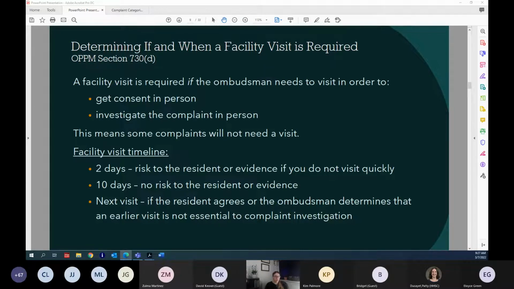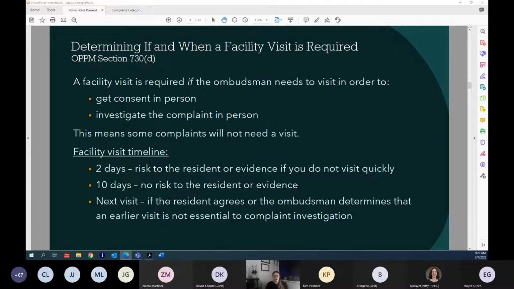The first timeline, the soonest timeline, is 2 days. This timeline is if there is some sort of risk to the resident or to evidence if you do not visit quickly. This may be a facility calls you and they're going to immediately discharge a resident, and by visiting the facility and intervening, you could benefit the resident. Or you're concerned that maybe some records will disappear or the conditions at the facility might change.